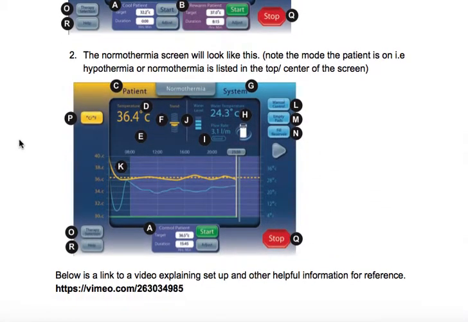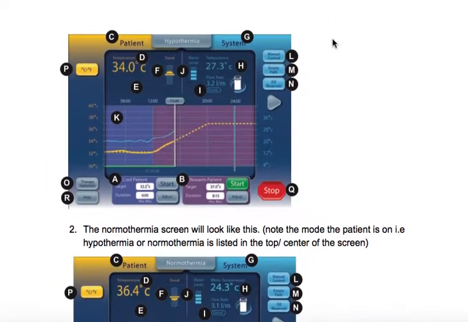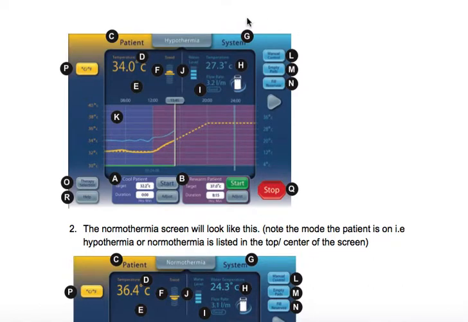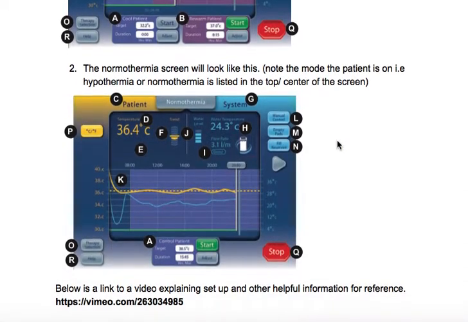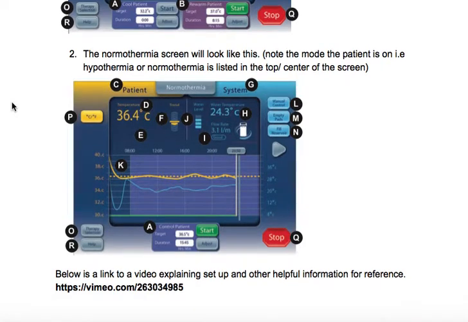It will switch them then to the normothermia screen. So as a little tidbit, if you're not sure which mode the patient is on, if you look in this top center area, you can see in this picture the patient is on hypothermia here. Once you switch them, it'll switch to normothermia once they get rewarmed. So that's a quick and easy way you can tell whether or not the patient is being cooled or warmed. And then again, you can see the patient's temperature here in the top left corner, 36.4 degrees.